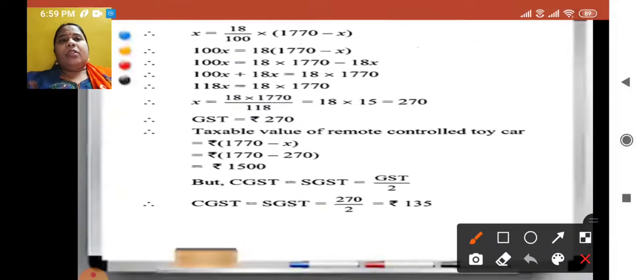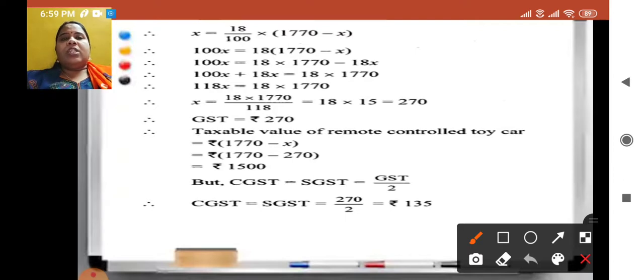Now, this is what I have got in the previous slide. Now what we will do is, we will cross multiply. This 100 will go that side. It will become 100x. And open the bracket here. It will be 18 into 1770, 18 into x, that is 18x. Now this multiplication I am not doing purposely because it will get cancelled at some stage. You also don't do it. Unnecessary, don't involve yourself in bigger calculations.